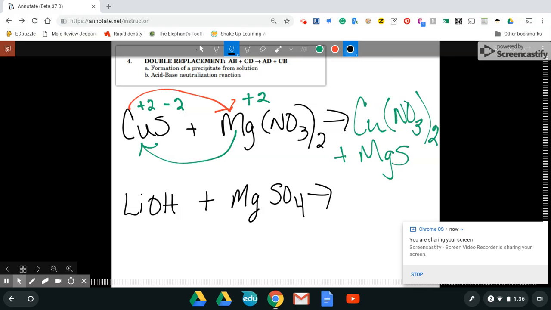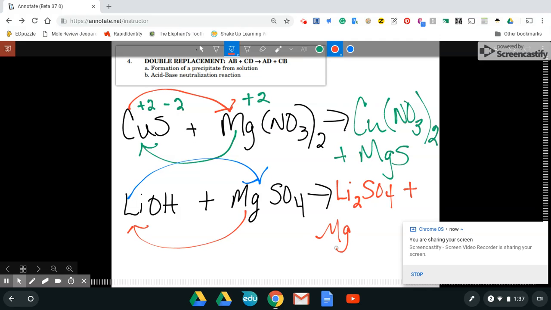All right. So my next one, I'm going to take lithium and put where magnesium is. And I'm going to put magnesium where lithium is. So lithium has a charge of +1. Sulfate has a charge of -2. So it's going to be Li2SO4 plus magnesium hydroxide. Magnesium has an oxidation number of +2. And hydroxide has an oxidation number of -1. So I need 2 of those to suffice. So that's how you do double replacement.